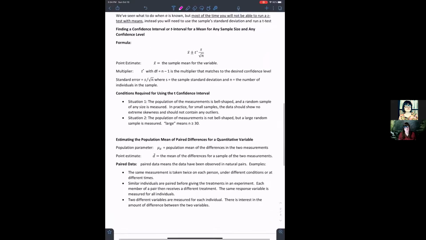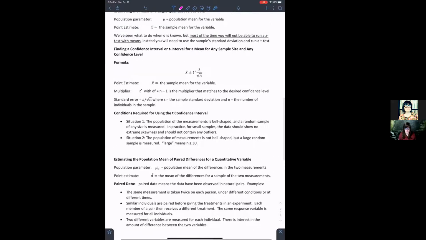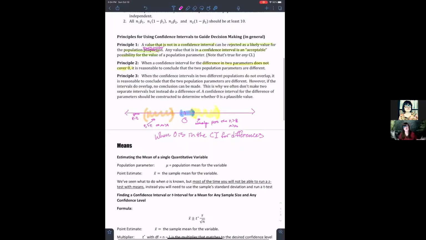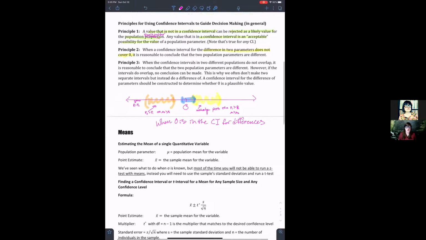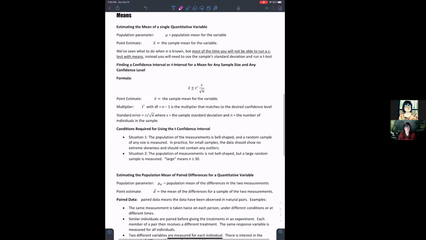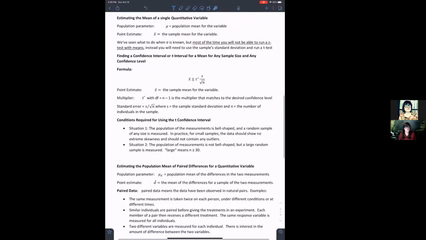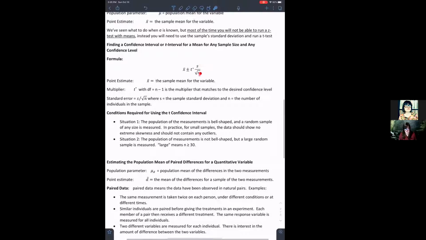You're going to find, as we go along, this is just the general rules, and this is for everything. This is for my proportions. This is for my means. Again, you've seen this before. It's just reminding you that you're going to use a T instead of a Z, and that we're referring to this as our standard error.